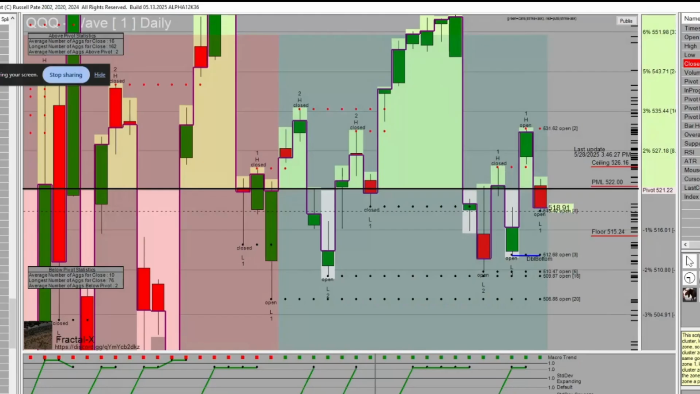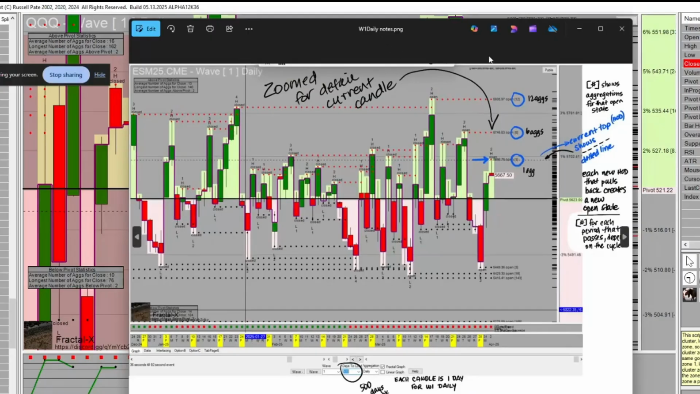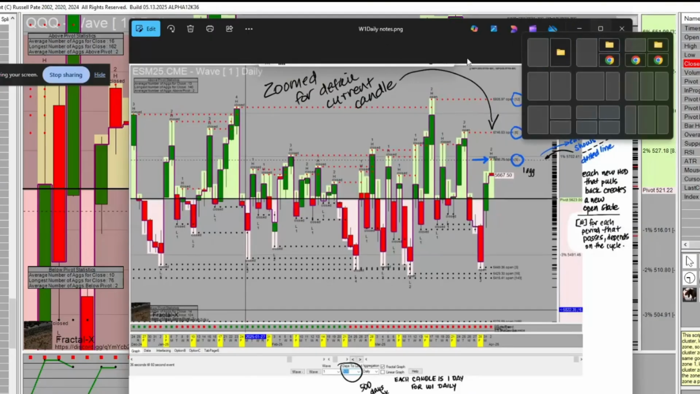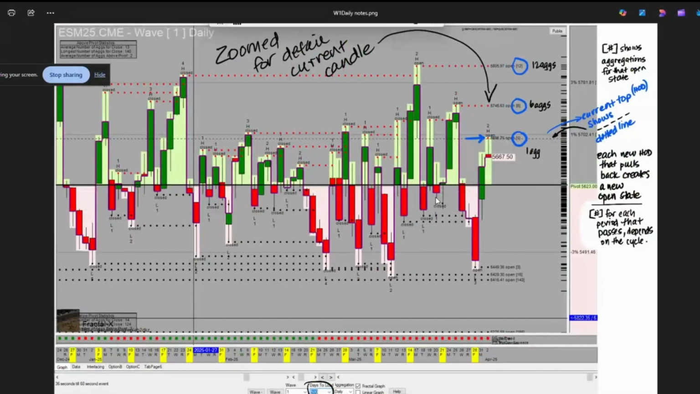So, one of the things that we were talking about with some of the newer people is just getting used to using your Wave 1 daily chart in general. Whenever you're using a Wave 1 daily, there's a lot of information here. You've got your open states, but you got these little values next to them. That's the number of aggregations that that state has been open. So the number sign is going to show the aggregations for that open state.